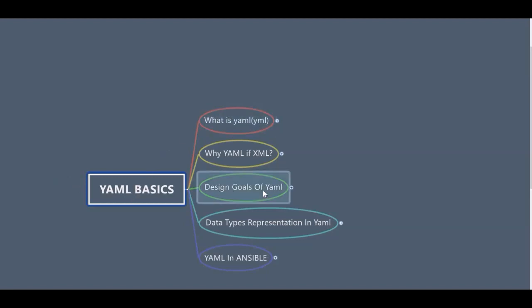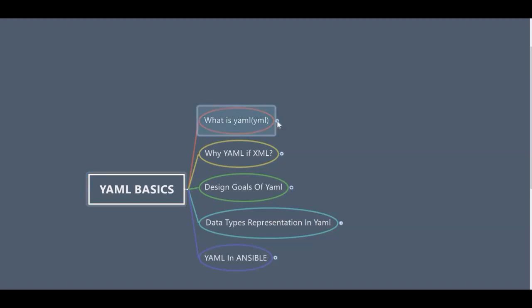First we will discuss what YAML is, why we are going to use YAML, and the design goal of YAML. Then we will understand the data type representation, how the data is represented within YAML, and different data types like scalar values, multi-value, and multi-collection. After that, we can also look at the structure within Ansible and how it is used there.